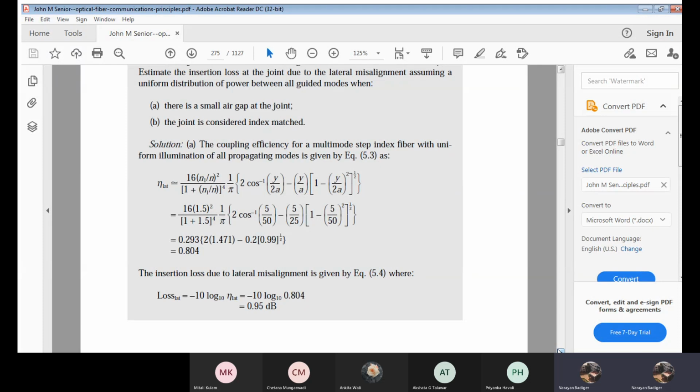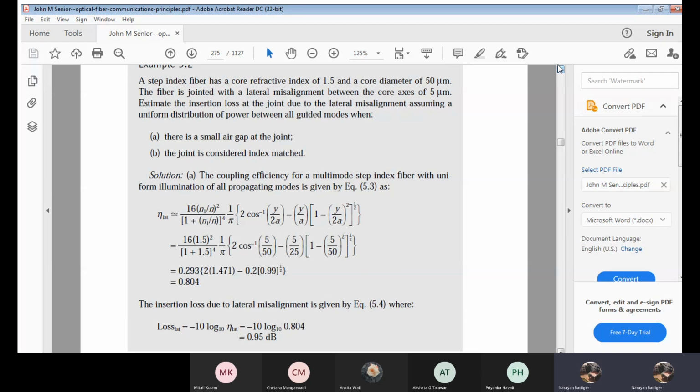Okay, use that long equation. Now here we need to use either of the equations depending upon what type of fiber. Okay, see this is a step index fiber. Step index fiber means I have to use this long equation. Okay, please be careful while using the equations. We have different coupling efficiency and different loss equations for both step index as well as graded index. Okay, for step index, this is the equation.